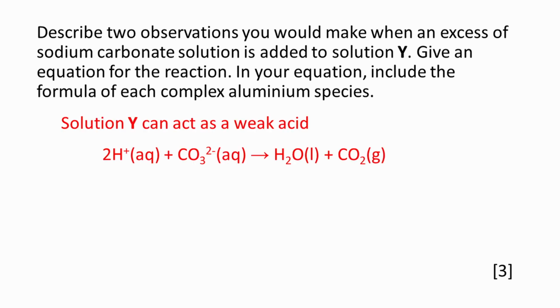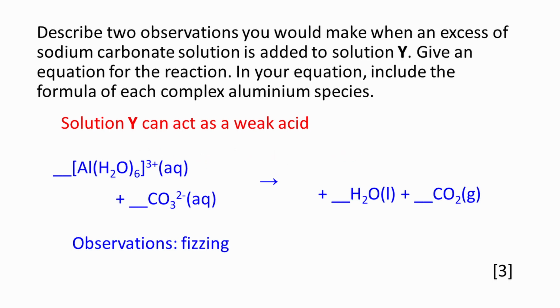We know that solution Y can act as a weak acid. You might also recall that when an acid is added to a carbonate, carbon dioxide and water are produced. The ionic equation shown here might be a starting point to get you to think about solution Y as a weak acid. However, to get the marks, we have to show solution Y as a reactant rather than H+ ions. We have now started to build the full balanced equation. State symbols are linked to observations. The carbon dioxide produced is a gas, so fizzing will be observed.